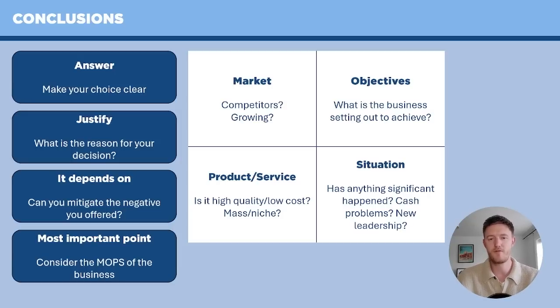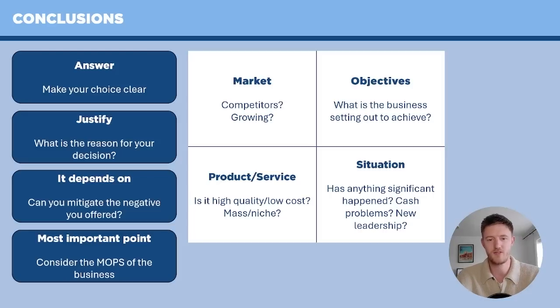So, for example, if you've offered a negative to primary research, if primary research is going to be time-consuming or costly, could you say that it depends on whether the information they get is valuable enough that it's worth the money, or whether there's a way that they can potentially make it cheaper? Any kind of it-depends point is really useful. And then the last bit is the most important point.